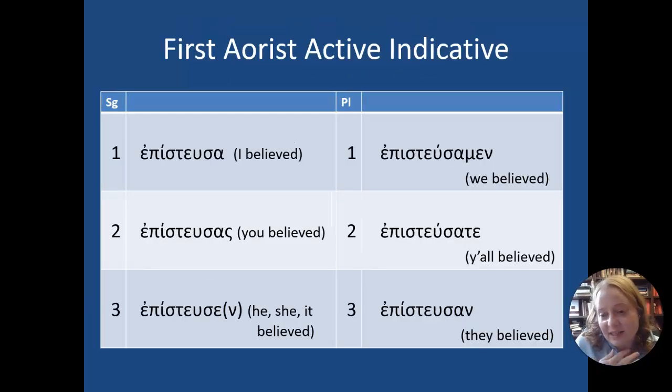I think you don't need to memorize this. I hope you don't need to memorize this. I hope that by just recognizing the epsilon at the beginning and the sa, and then following the patterns that we've had before. Episteusa is just the first person. Sas, sen, samen, sate, usan. So usen versus usan is he or she versus they.